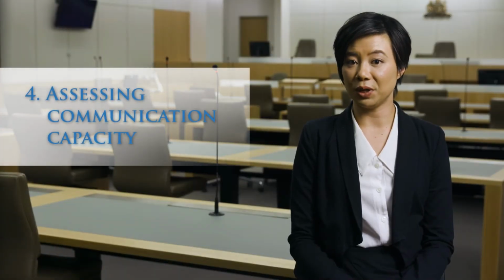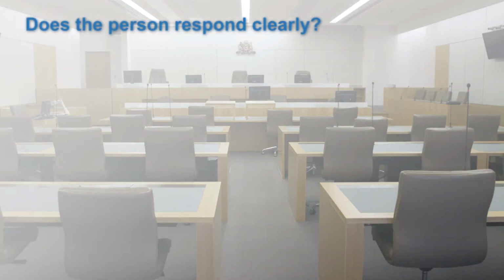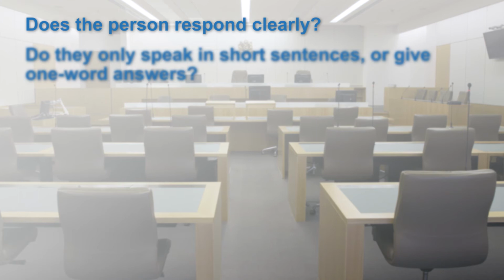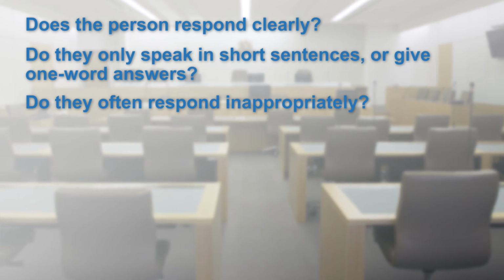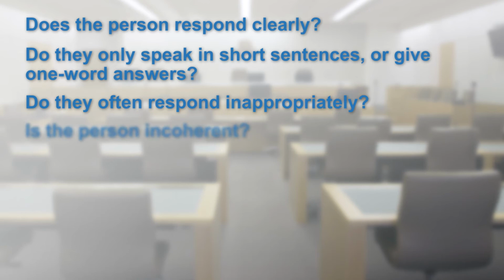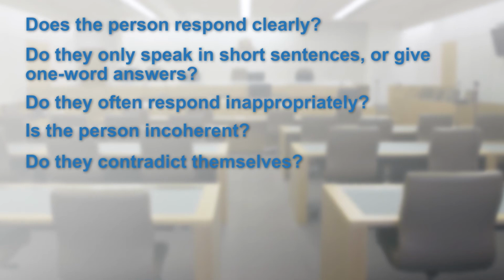The final stage is assessing their overall capacity to communicate. Some things to consider in this assessment are, does the person respond clearly? Do they only speak in short sentences or give one-word answers? Do they often respond inappropriately, for example, saying yes to what or where questions? Is the person incoherent, even when their words and grammar are clear? Do they contradict themselves and appear unaware of their contradictions?